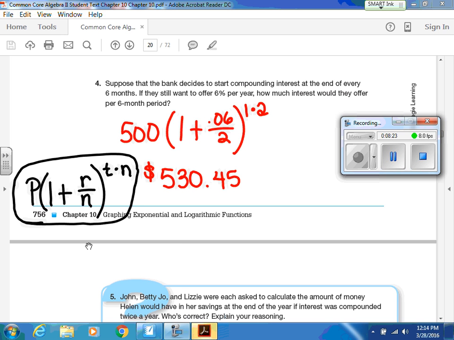Look on page 758. On page 758, number 7, you've got 3 problems there. Helen still deposited $500. She's going to keep it in the account for 3 years, but we're going to compound it 3 different ways. Once we're going to compound it twice a year. So what would N be?